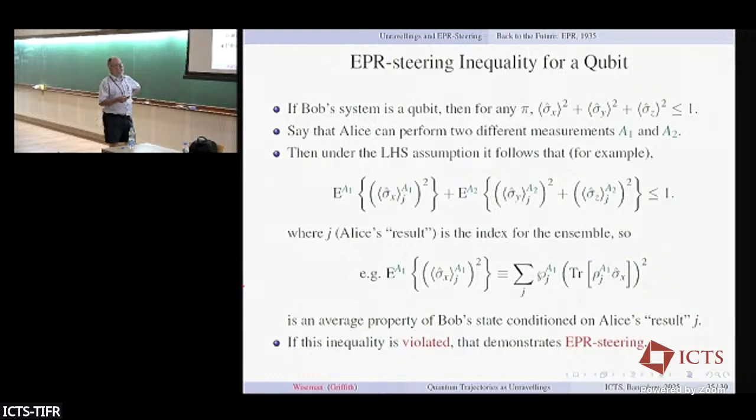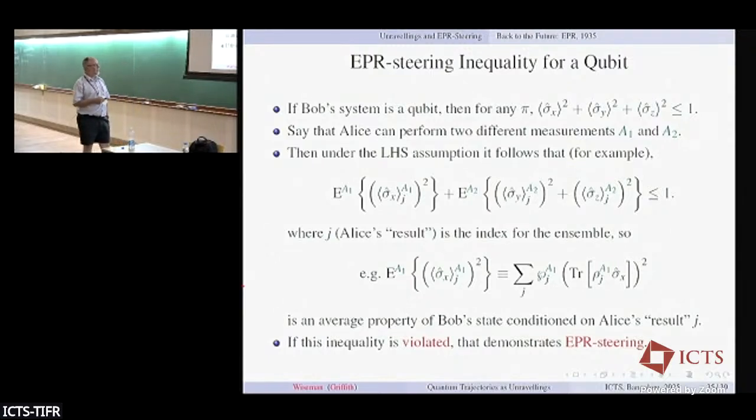So if we repeat this experiment many times, Bob bins together all the results when Alice makes measurement A1 and gets result J, and every time Bob measures sigma x, for example, he can work out the expectation value of that sigma x. Then he can square it, and take the ensemble average of that, averaged over all the possible results that Alice might be reporting. So this is an experimentally accessible quantity, providing that Bob knows how to measure sigma x, and likewise sigma y and sigma z.